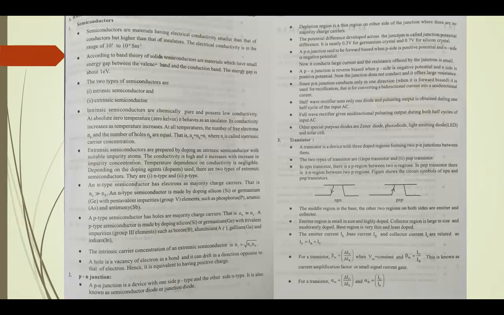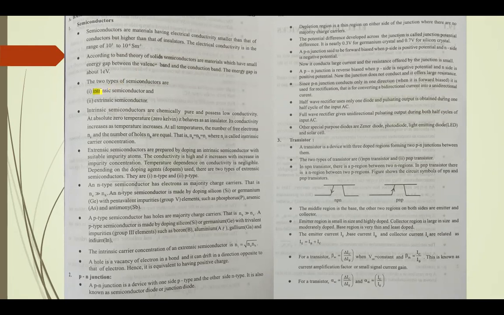Semiconductors. So what do you mean by semiconductor? A semiconductor is a material having electrical conductivity smaller than that of the conductors, but higher than that of the insulators. According to the band theory of solids, semiconductors are materials which have a small energy gap between the valence band and the conduction band. The energy gap is about 1 electron volt.